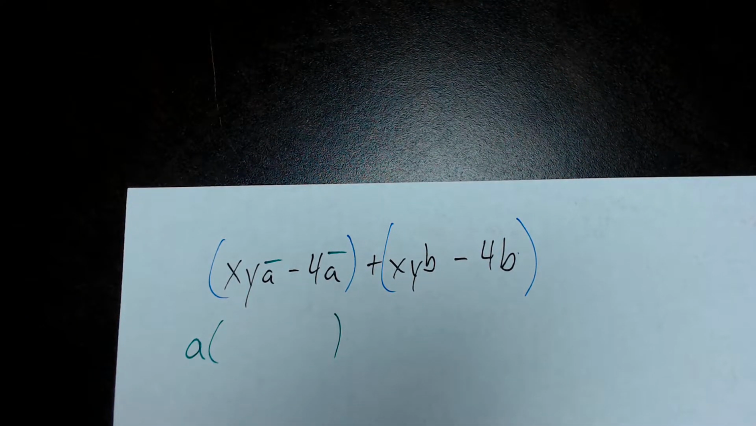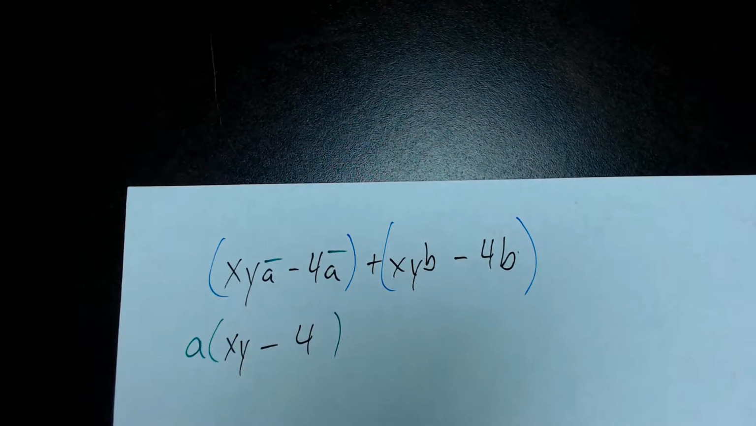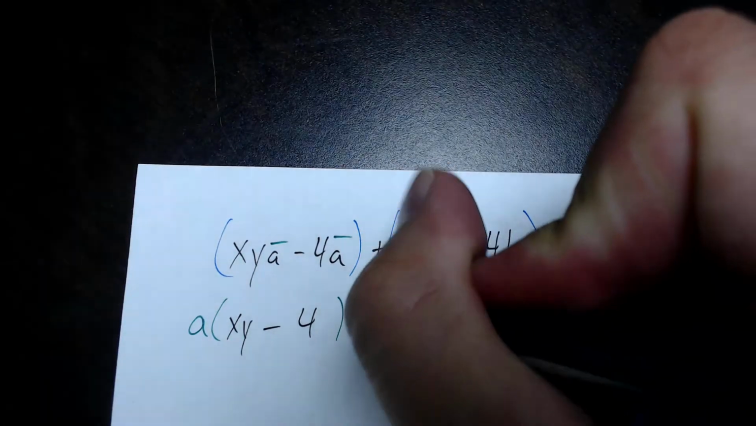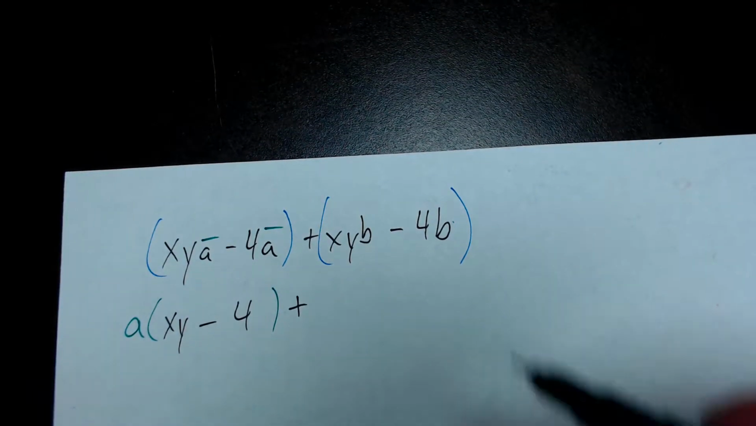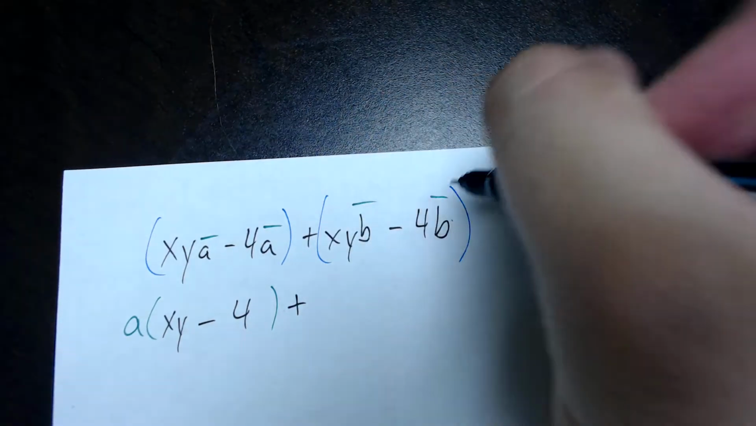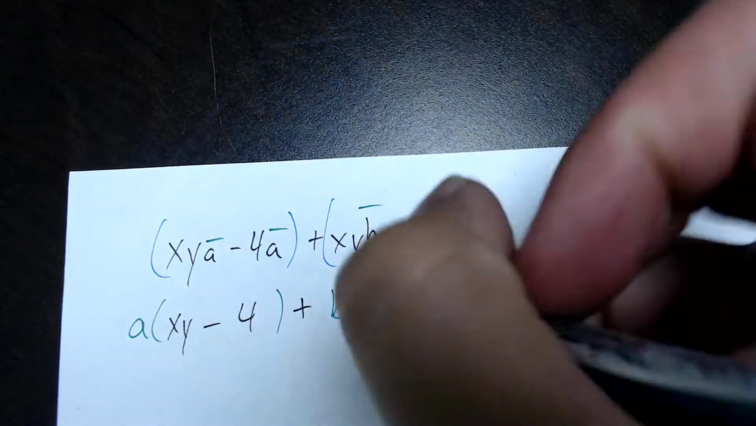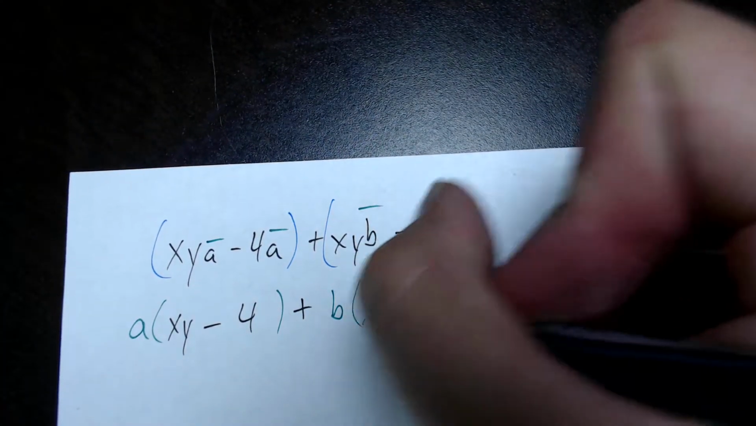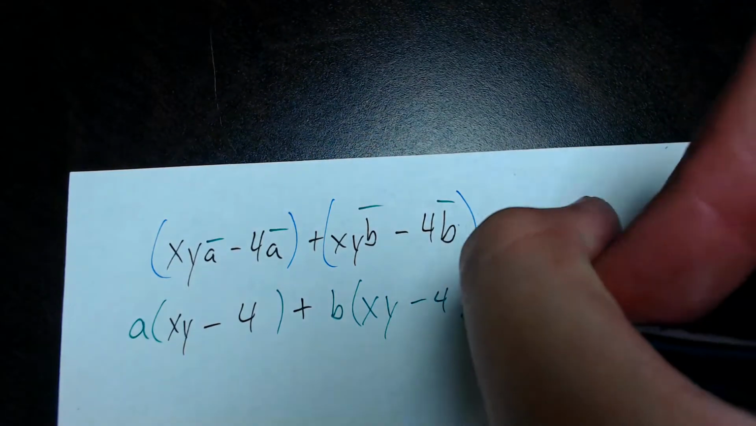leaving me with xy minus 4. Then I go to the second one. We'll keep that plus sign there. In the second one, the greatest common factor is b, so I factor the b out, and then I have, again, xy minus 4.